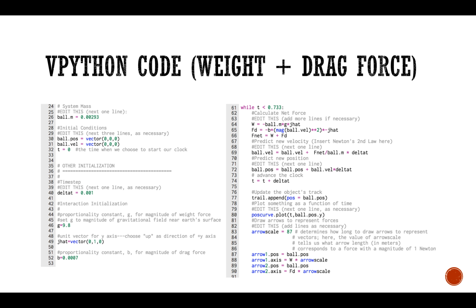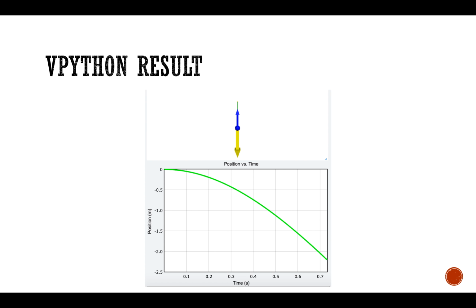The net force was then updated so that it was found by adding the weight force and the drag force together. The final changes were in the bottom part of the code, where the forces were represented by arrows on the Python code. The arrow scale was found by dividing 2 meters by the magnitude of the gravitational force to determine how long to draw the arrows to represent the vectors. This is the result from the Python code.